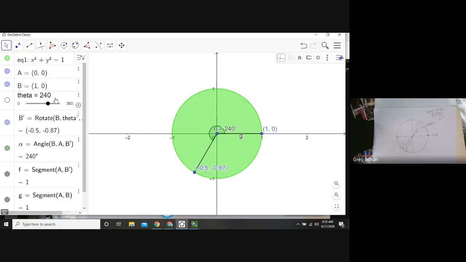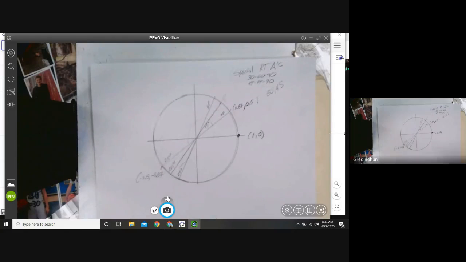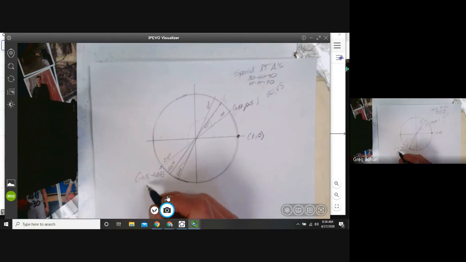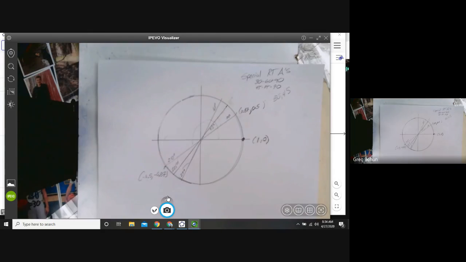240 has an x coordinate of minus 0.5 and a y coordinate of minus 0.87. So here we are. The sine of 240 degrees is minus 0.87, and the cosine of 240 degrees is minus 0.5. So I would like you to fill in all the ones we don't have here.